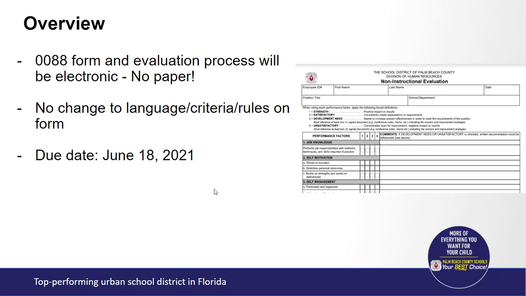As an overview, on the right-hand side you see a shot of the 0088 non-instructional eval form, which has traditionally been completed on paper. We will now be using an electronic application to complete this form. We will no longer be using paper. There are no changes to the form's language, criteria, or rules. And finally, the due date for these evaluations is June 18th, 2021.